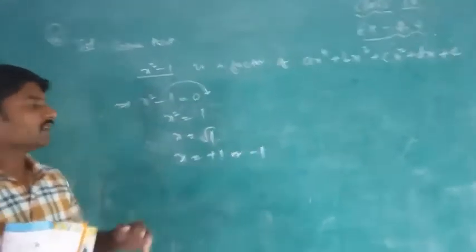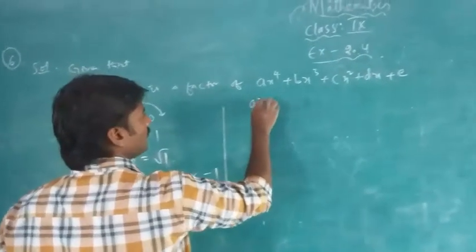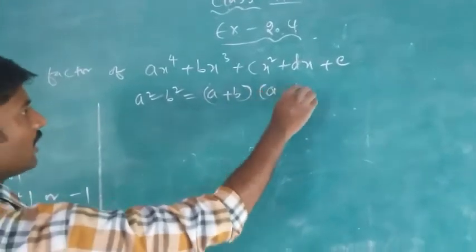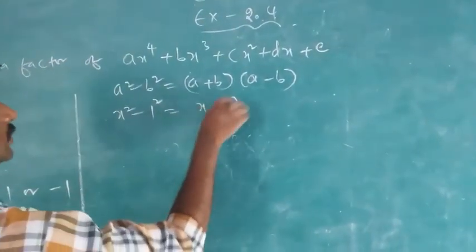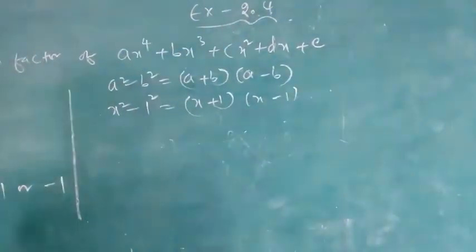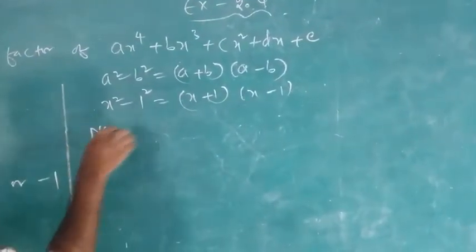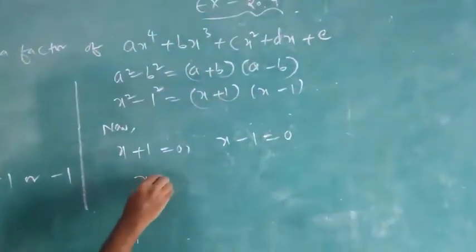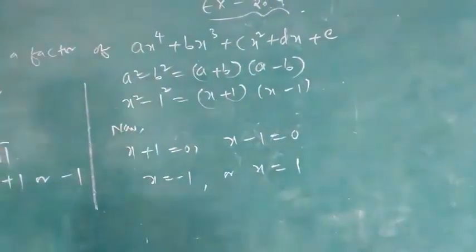Otherwise, this problem we cannot understand like this. Use the formula a square minus b square is equal to a plus b into a minus b. That is, x square minus 1 is there, I can write 1 square also. So I'll write here x plus 1 into x minus 1. Equate with 0 children. Now equate x plus 1 is equal to 0, x minus 1 is equal to 0. x is equal to minus 1 or x is equal to 1. So in this way also we can find here.